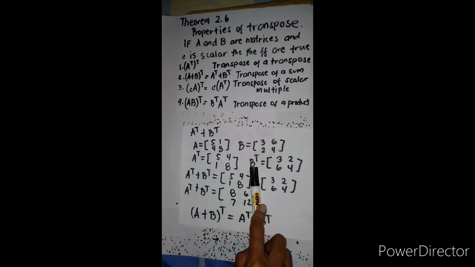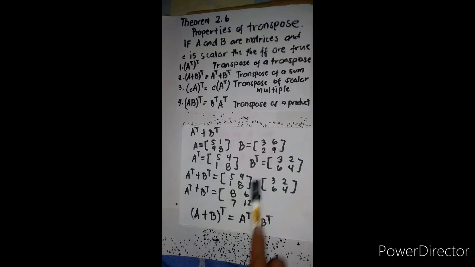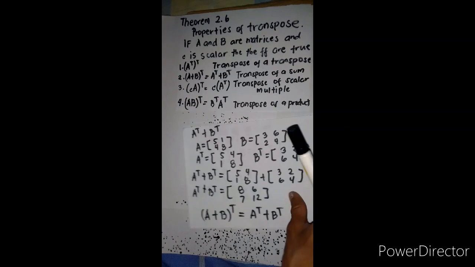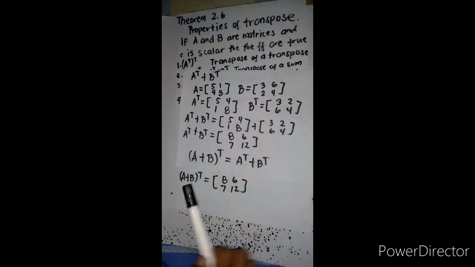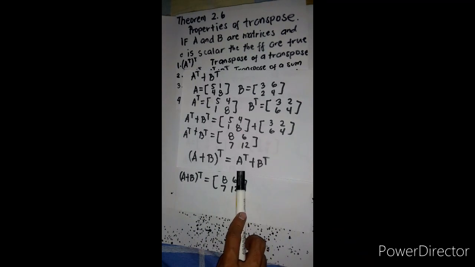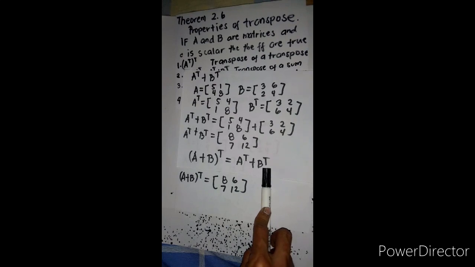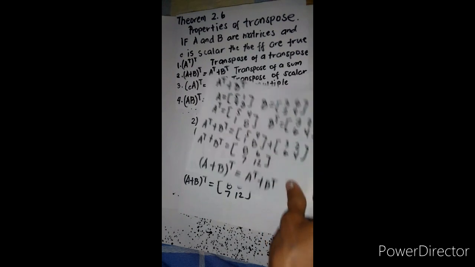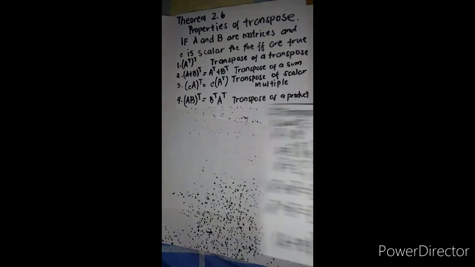Then add these two matrices, A transpose plus B transpose. So we get a value of 8, 6, 7, and 12. So we can say that the value of quantity A plus B transpose is equal to the value of A transpose plus B transpose. They are both the same. That's our property number 2.